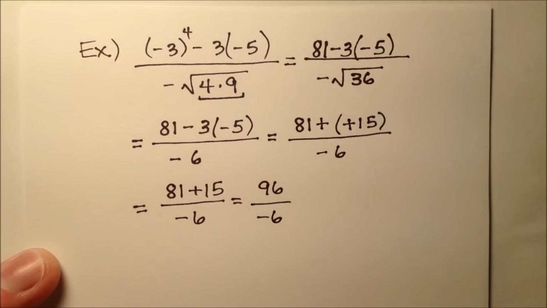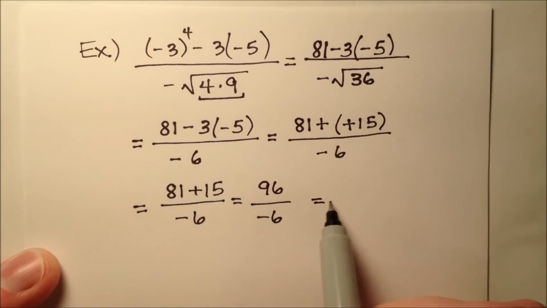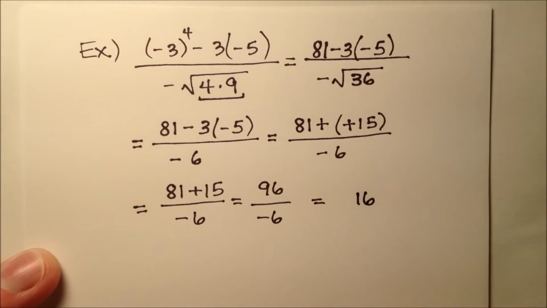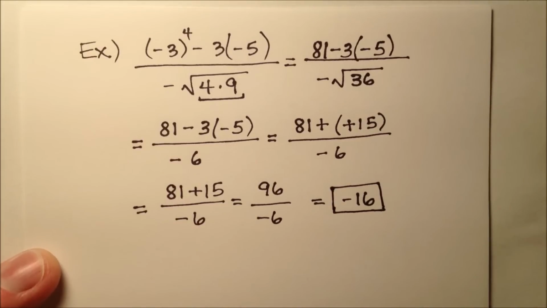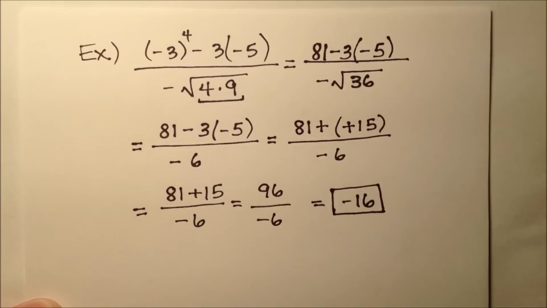Well, this looks like it's going to come out pretty nice now, because I know that 96 divided by 6 is going to be 16. And how many negative signs do we have? Just the one. So the negative sign comes along for the ride, and our final answer is a negative 16.